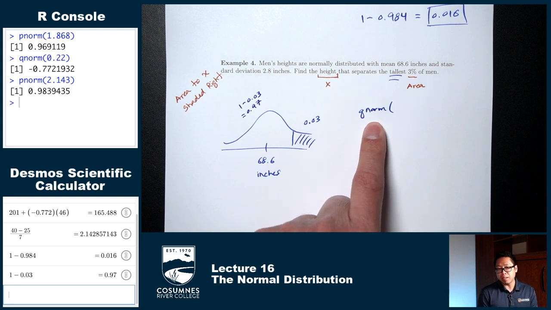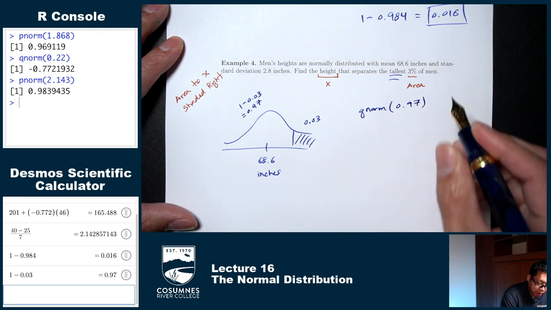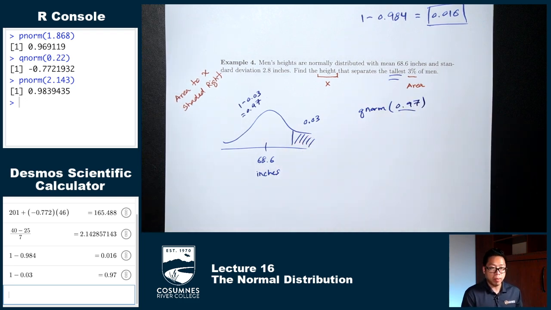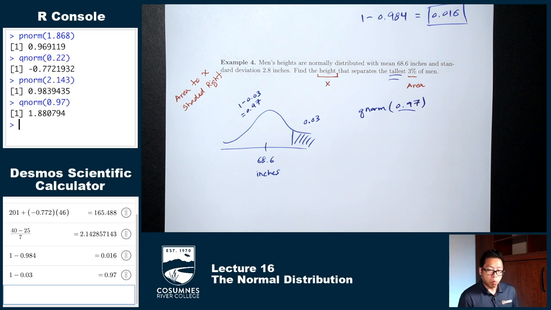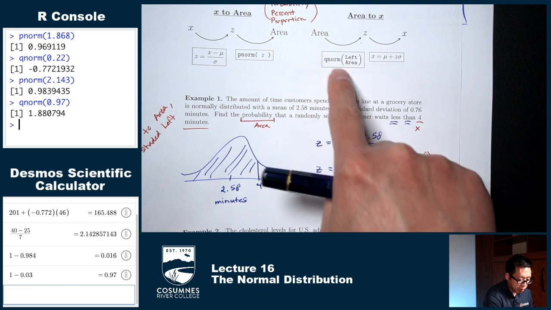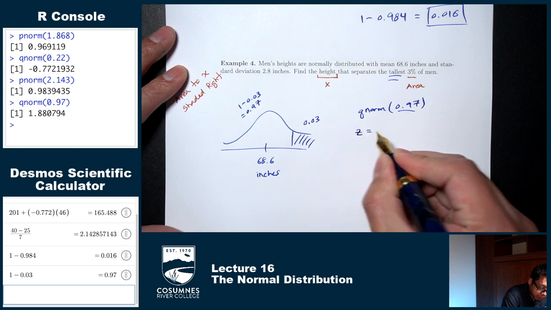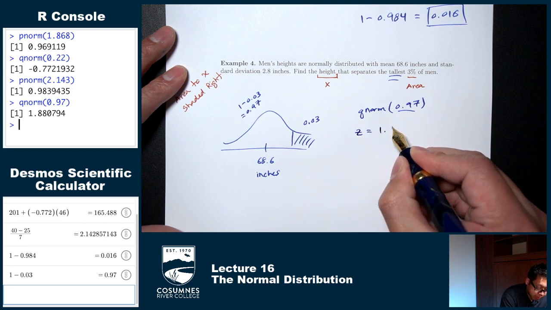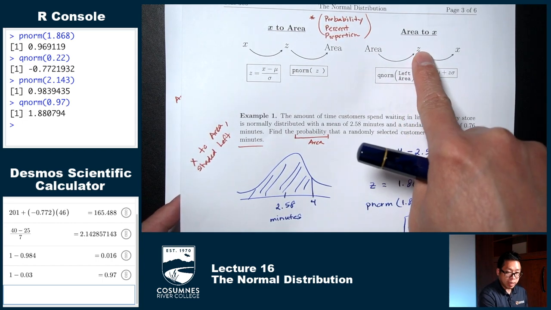Q norm always takes the left part. So we're going to Q norm 0.97, right? And not 0.03. So Q norm in R, 0.97, gives 1.881. Okay, that's a Z, because Q norm takes an area and it spits out a Z. So that's a Z, 1.881. All right, so we just did the Q norm. That got us to Z.